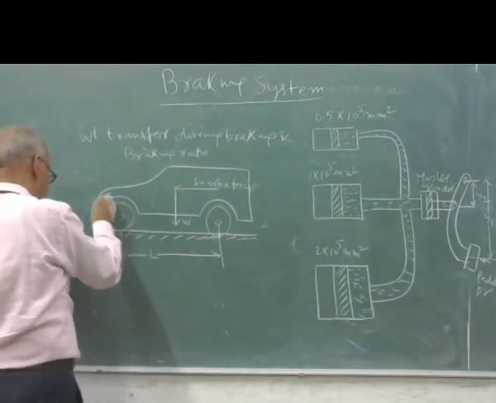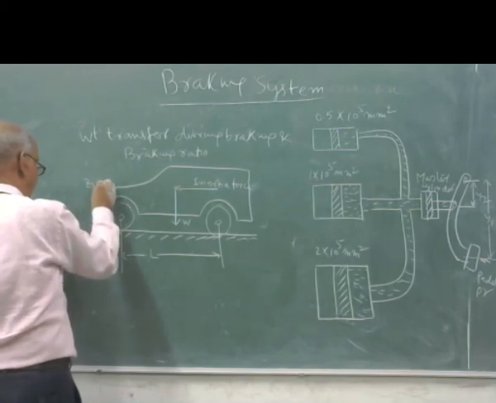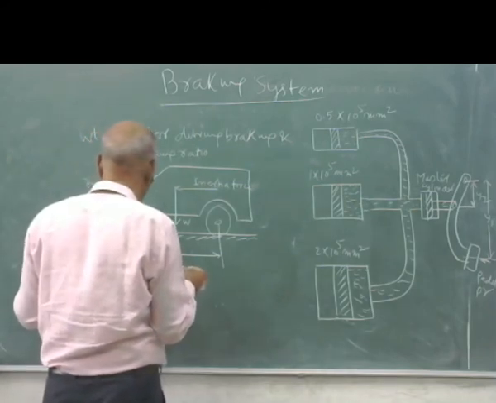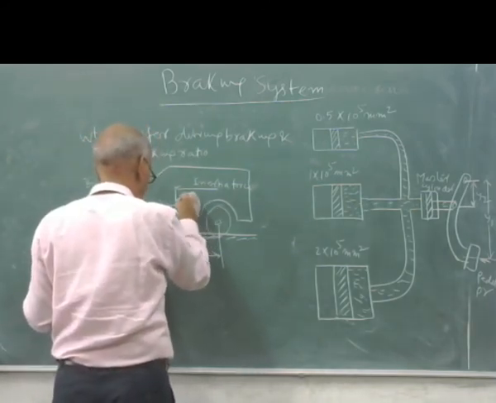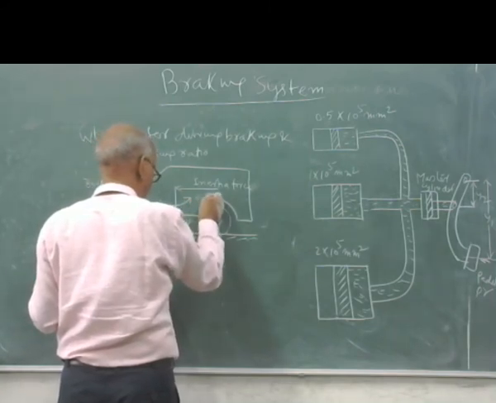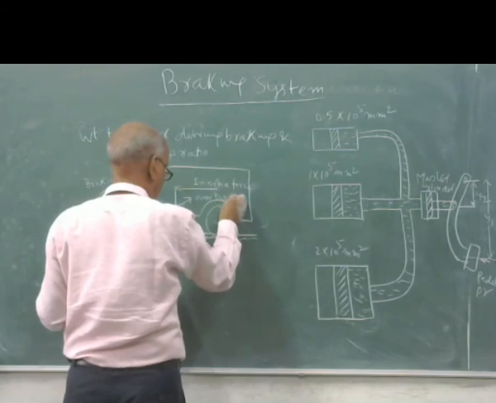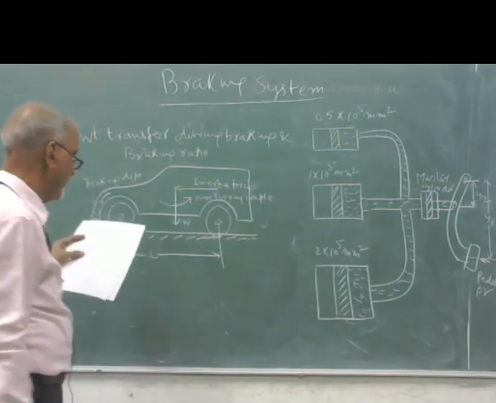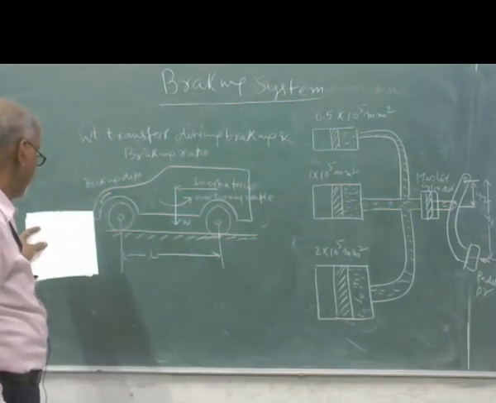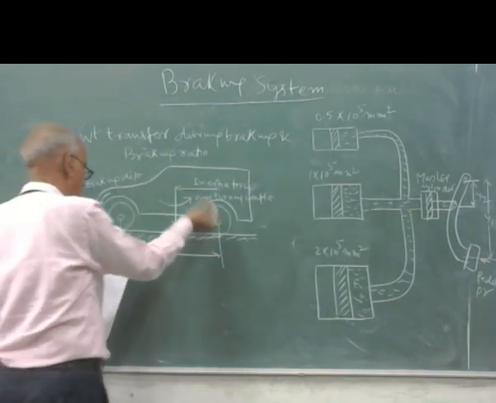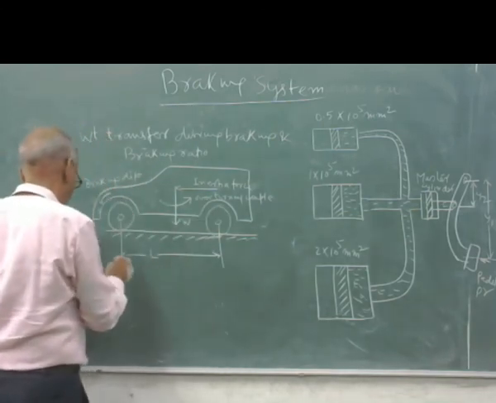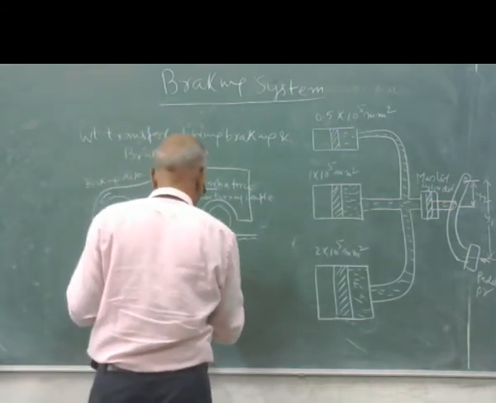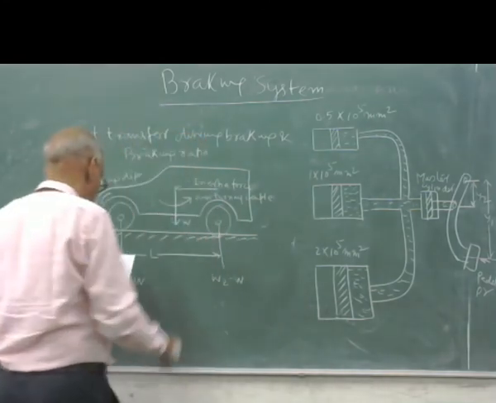This is your braking dip, and the CG overturning. This is the overturning couple. Inertia force is applied, so braking dip takes place. The whole of the weight is being transferred to the front side. Then W1 plus W is coming over here, and W2 minus W is reducing over there.